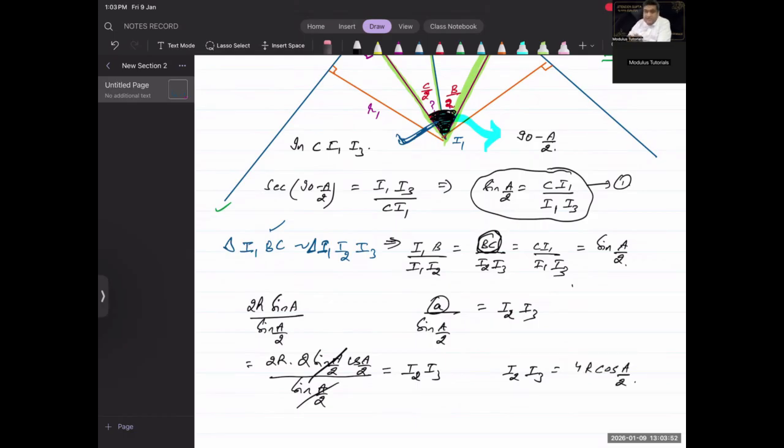Is this clear? Similarly, if you want to find out I1I3, you can get 4R cos B by 2. And I'll write it only, I1I2 will be 4R cos C by 2. And similarly, I1I3 will be 4R cos B by 2. Got it, guys? I hope there is absolutely no problem in this, right? This is easy, guys. So far, so good. Now, let us go further.